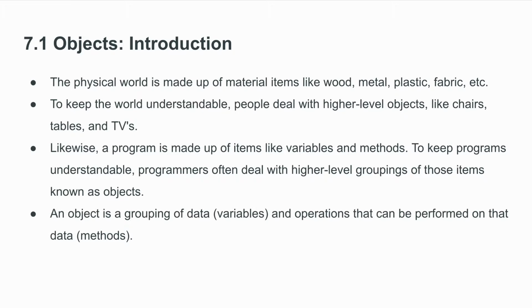Likewise, a program is made up of items which could be variables, methods, packages, or some pieces of code. To keep programs understandable, programmers often deal with high level groupings of those items known as objects. An object is a grouping of data and operations that can be performed on that data. Here we refer to data as variables and methods.